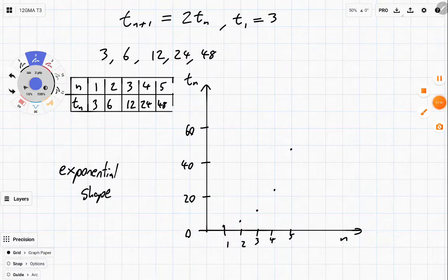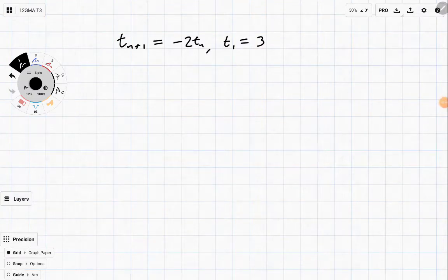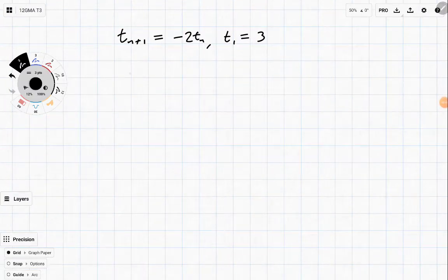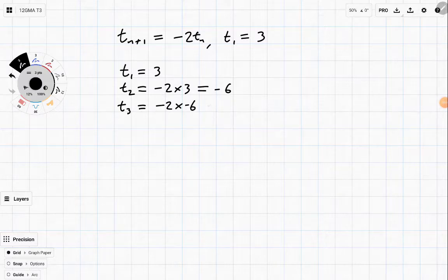Alrighty, let's look at another example. This looks quite similar to the previous one, but this time we've got -2 instead of 2. But same game, T1 is equal to 3, T2 is equal to -2 times 3, -6, and repeat. In fact, the only difference between this one and the one we did before is that every second term is going to be switching signs. So in this case, all the odd terms are going to be positive, and all the even terms are going to be negative. It's not a hard and fast rule, it's just how this particular sequence is looking to be.